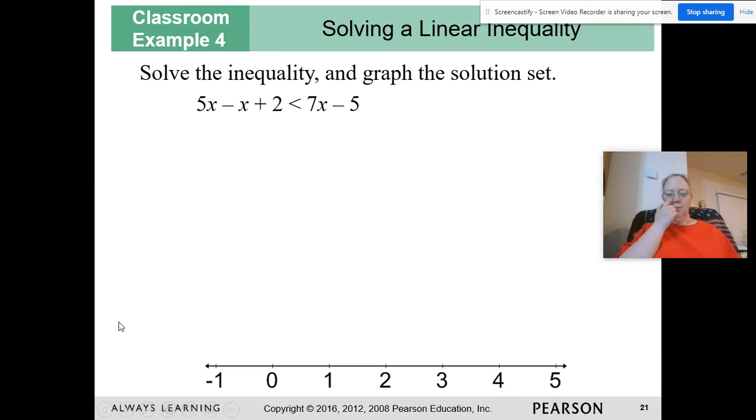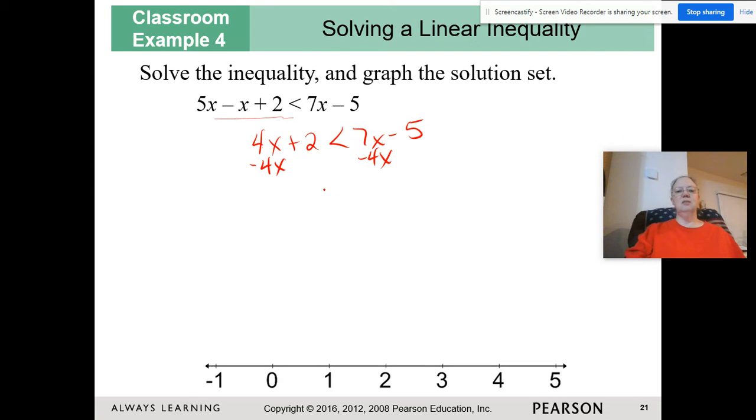Okay, we have 5x minus x plus 2 is less than 7x minus 5. We are going to simplify each side. So I have 5x minus x is 4x. And then I'm going to get the variable on the same side. So I'm going to take my 4x and subtract it from both sides.